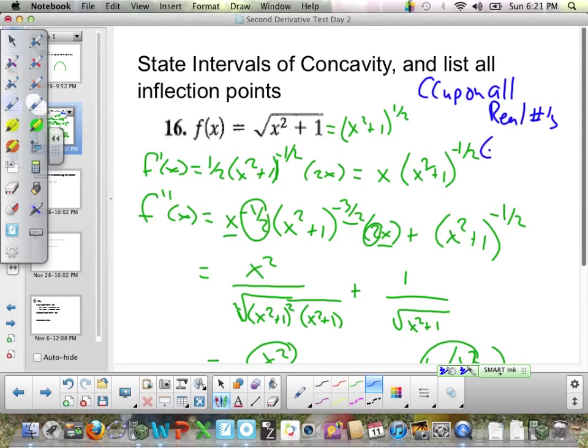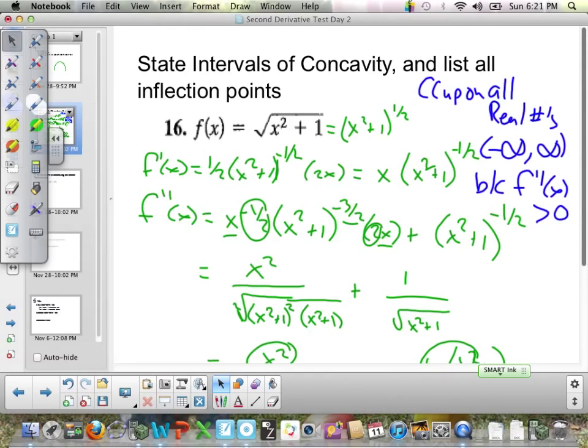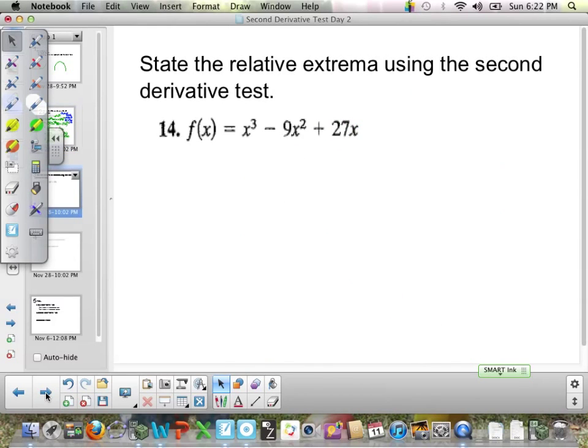Or if we're going interval notation, from negative infinity to infinity. And if you're asked the reason, the second derivative is positive. And on the AP exam, you're going to be asked a reason. And I always refer to the second derivative, or the first derivative if you're talking about increasing, decreasing. And since it's always concave up or concave down, there are no inflection points.